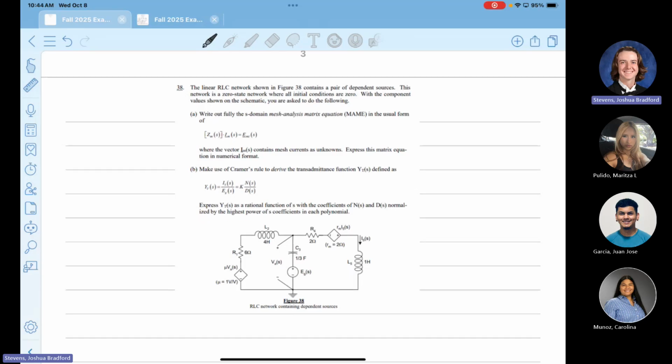All right, so next question. Let me read it out. The linear RLC network shown in figure 38 contains a pair of dependent sources.